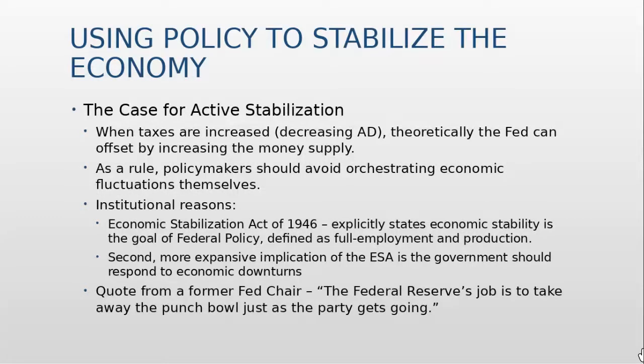How can the government use policy to stabilize the economy? Well, the argument for active stabilization is that when taxes are increased, decreasing aggregate demand, theoretically the Fed can offset this by increasing the money supply. But as a rule, policies should avoid orchestrating economic fluctuations themselves. There's some institutional reasons for this. The Economic Stabilization Act of 1946, for example, explicitly states economic stability as the goal of federal policy, defined as full employment and production. Secondly, a more expansive implication of the ESA is that the government should respond to economic downturns.